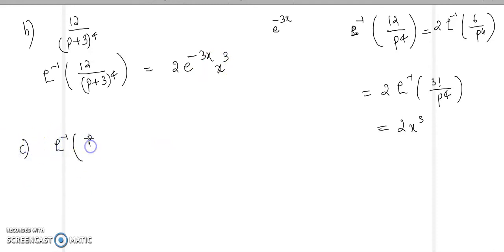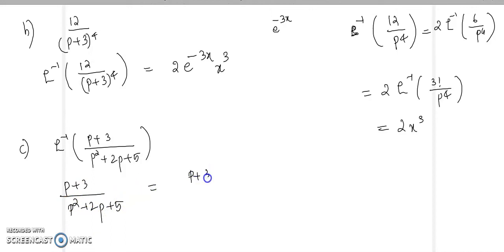Next you have L inverse of p plus 3 by p square plus 2p plus 5. Okay. Here p plus 3 by p square plus 2p plus 5. So let us complete the square in the denominator. Then we can write it as p plus 1 whole square plus 4. So for the denominator to become p plus 1 whole square plus 4, it will be a sine or cosine.